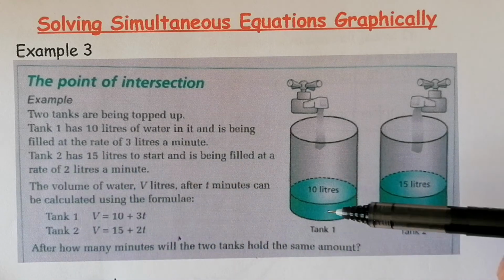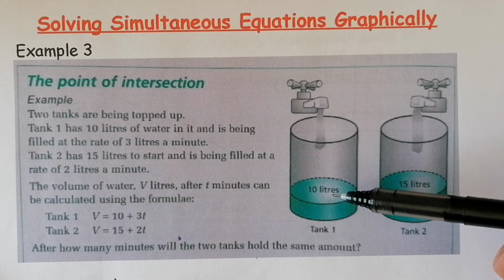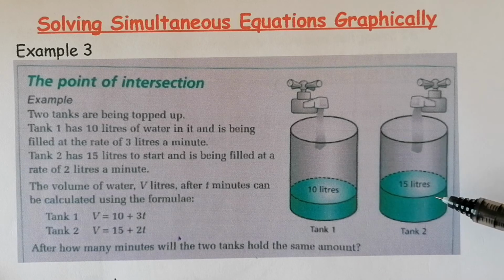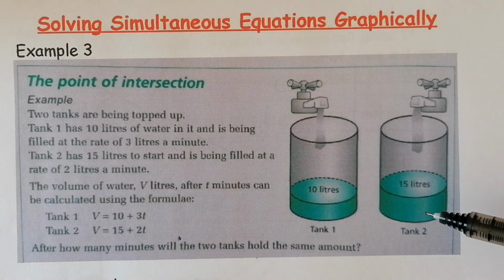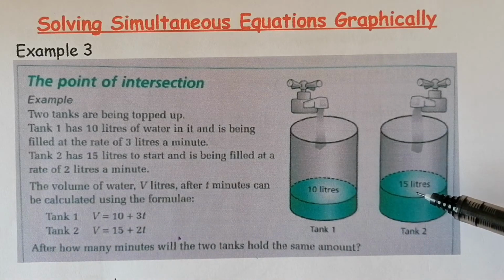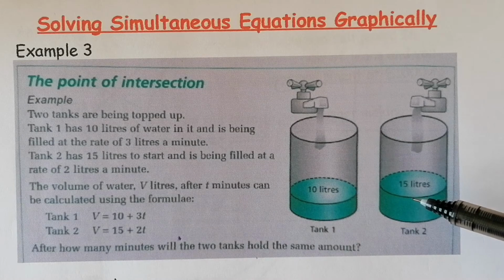Tank 1 has 10 litres in it, and it's being filled up at a rate of 3 litres per minute. Tank 2 has 15 litres in it, and it's being filled up at a rate of 2 litres every minute. So that's going to give me my gradient, and the 10 litres and 15 litres are my starting point, where I'm going to start from.